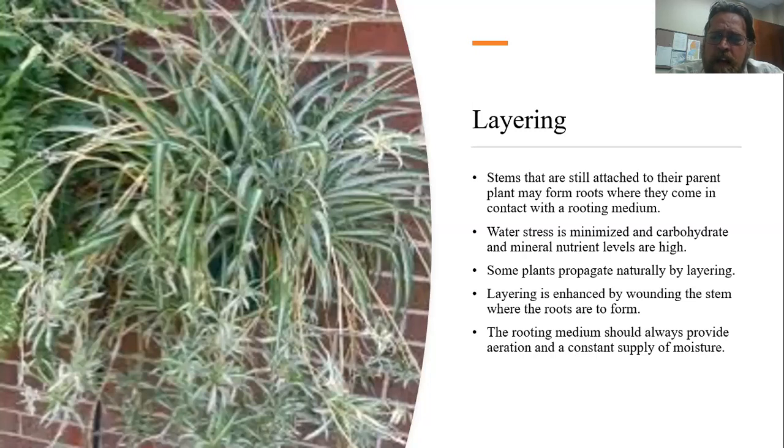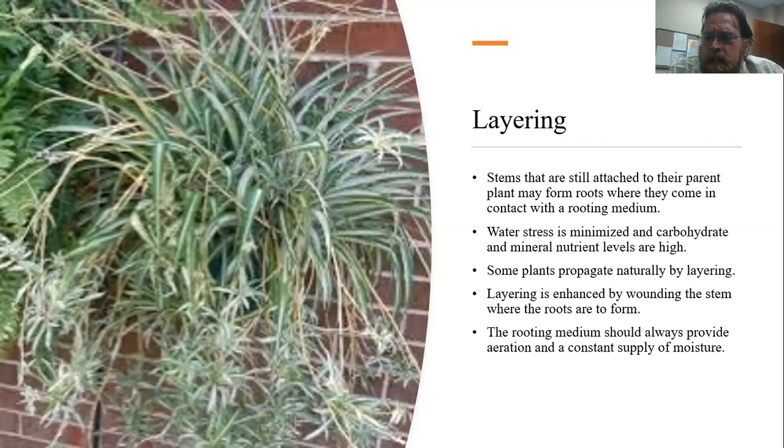Oftentimes we are going to be wounding the area of the plant where that new root system is going to be formed. And one thing that I always want to make sure that I note when I talk about that is that sanitation is going to be very important. We want to make sure that we use a very clean, very sanitized tool, particularly if we're going to be layering more than one plant in a day. We want to make sure that we wash off our tools between use and apply something like a vinegar solution or a bleach solution in order to prevent any possible contamination. We also want to make sure that whatever rooting medium that we're going to use provides good aeration and really good constant supply of moisture.